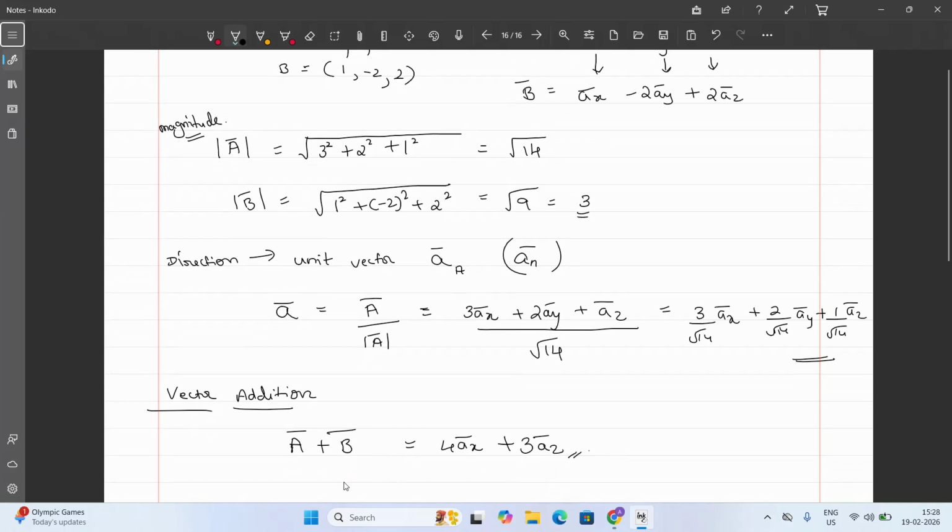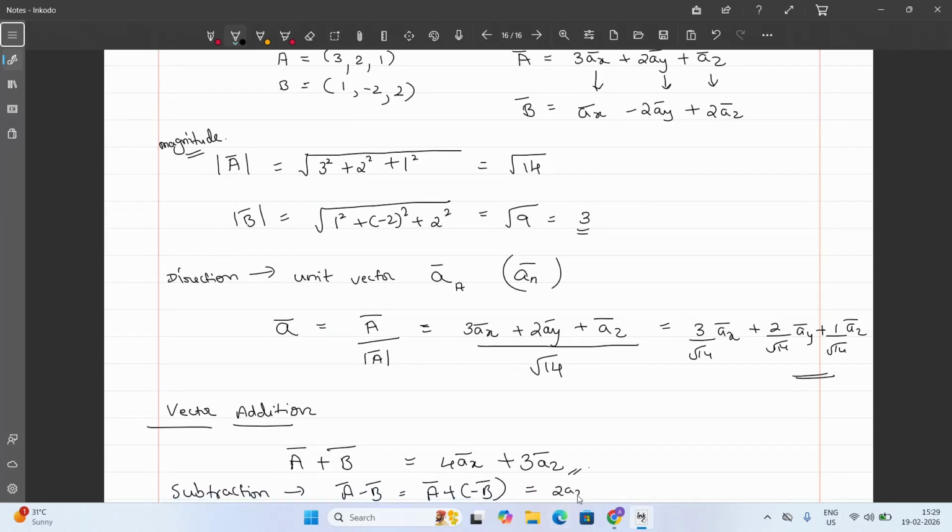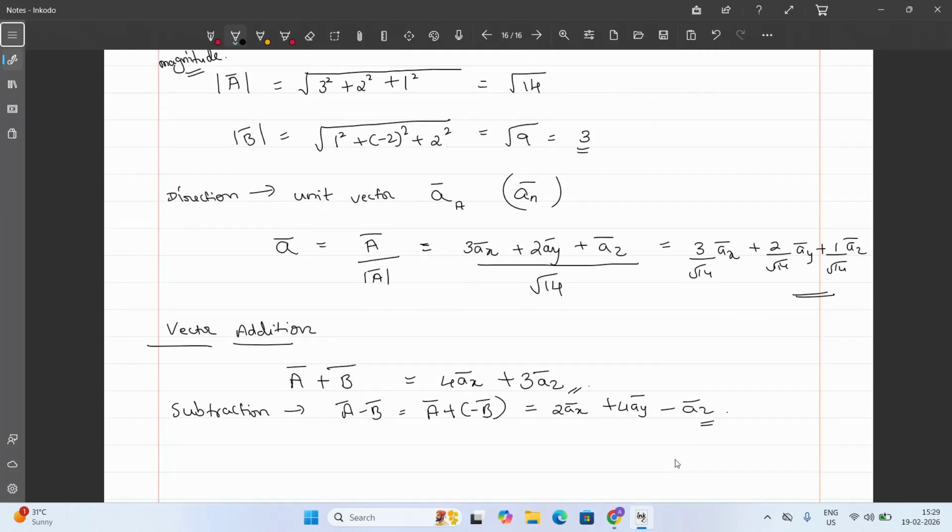Okay. Similarly, if you want to do vector subtraction, how do we write it? A minus B, which is the same as A plus of minus B. You just have to reverse your vector B and add it to the vector A. So now if I subtract it directly, the answer is going to be 3 minus 1, so it is 2ax. Then you have plus 2 minus of minus 2, so I'll get plus 4ay. Then you have az minus 2az, so it is minus az. This will be the subtraction result.